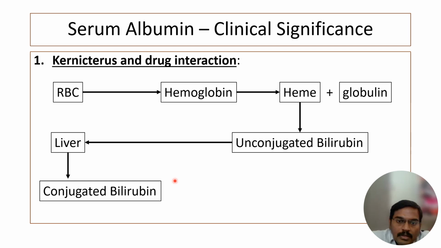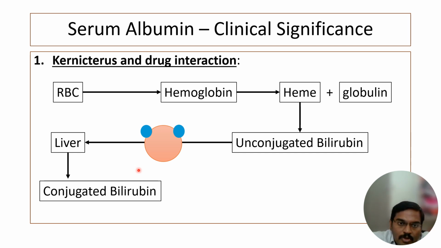In which part of this breakdown process is albumin involved? That is for transporting unconjugated bilirubin, which is produced from heme catabolism, to the liver. Once the unconjugated bilirubin is produced, it is water insoluble, so it has to be transported by some other molecule. That molecule is albumin. Albumin has two sites where the bilirubin will get attached. So let's assume this is a bilirubin. Albumin is going to transport this unconjugated bilirubin to the liver and deliver it. After that, this unconjugated bilirubin will become conjugated bilirubin. So this is what happens normally.